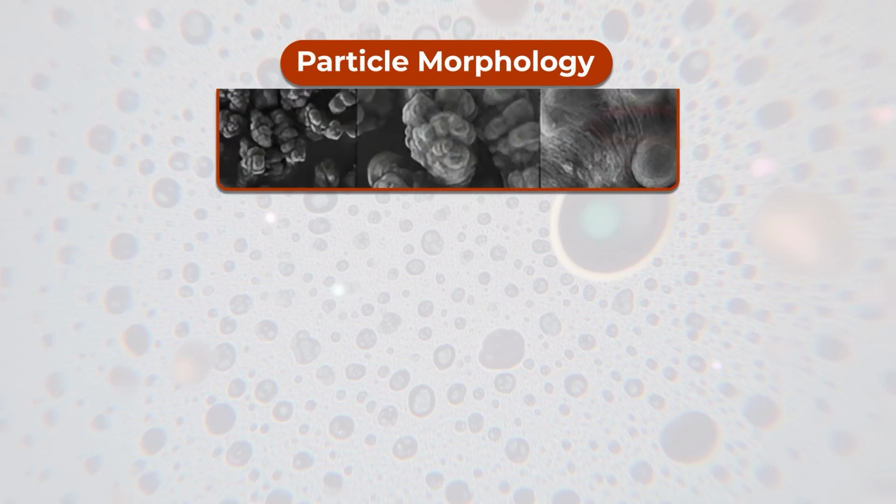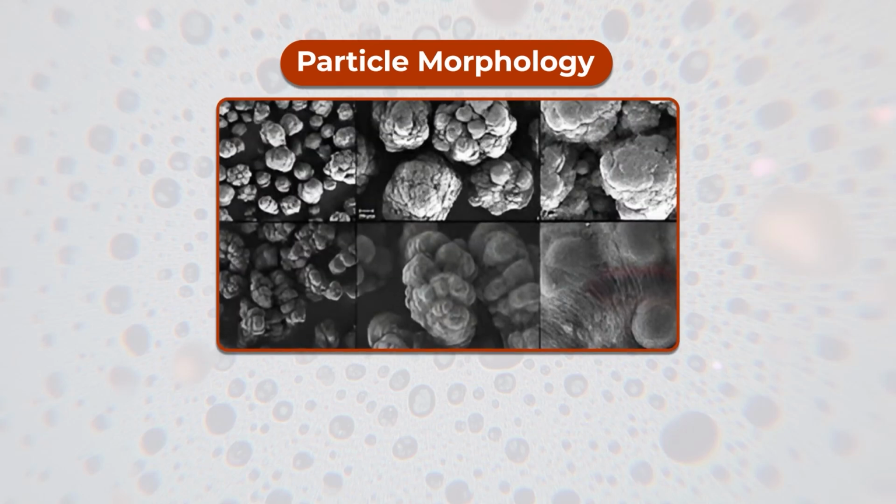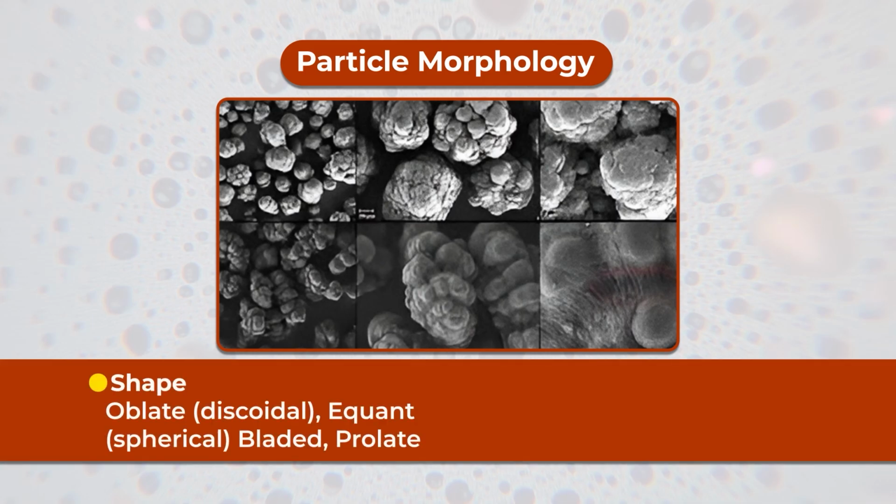Now, all these particles which we have just talked about have three characters. They have a shape, a very particular shape. We call it oblate, or discoidal, or equant, or spherical, or bladed, or prolate. They also have various degrees of roundness. Some are rounded, some are well rounded, or some are very, very rounded.